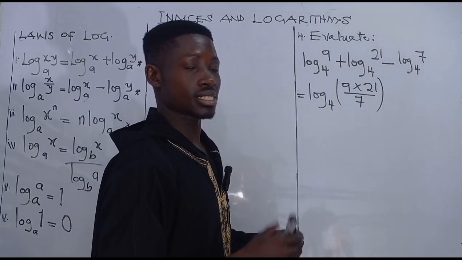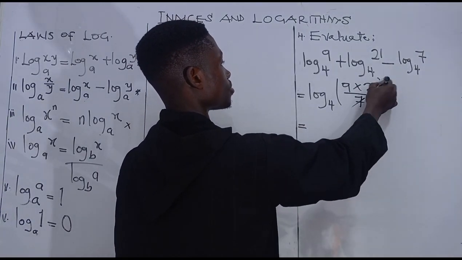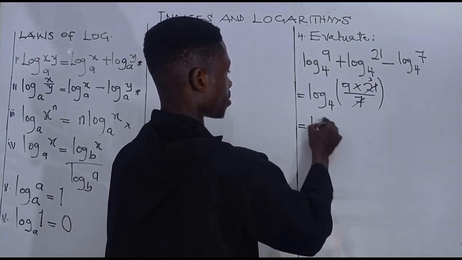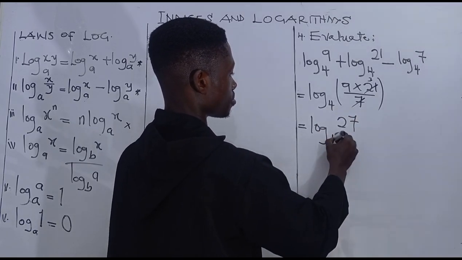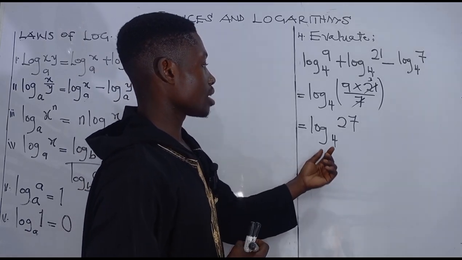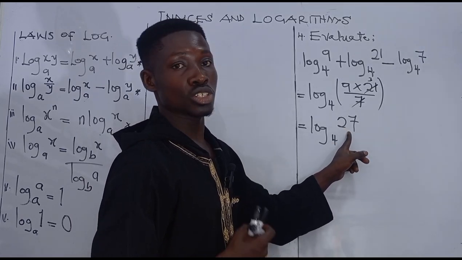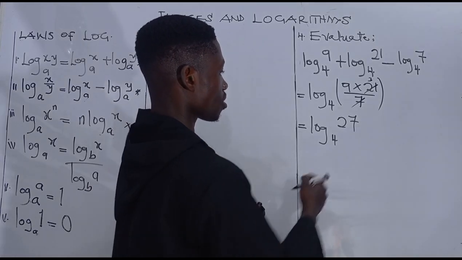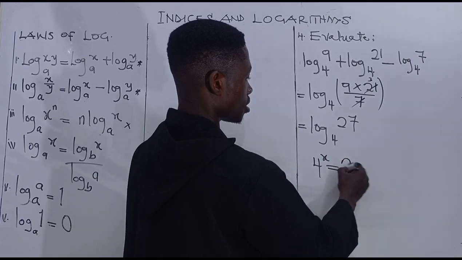Now that we have this, let's break it down small. We know that 7 can cancel 21. We have 3. 9 times 3 will give us 27. So we have log of 27 to the base of 4. Now, this can be explained as: to what power must 4 be raised to produce 27? So we can write it in a mathematical form as 4 raised to what power will give us 27?